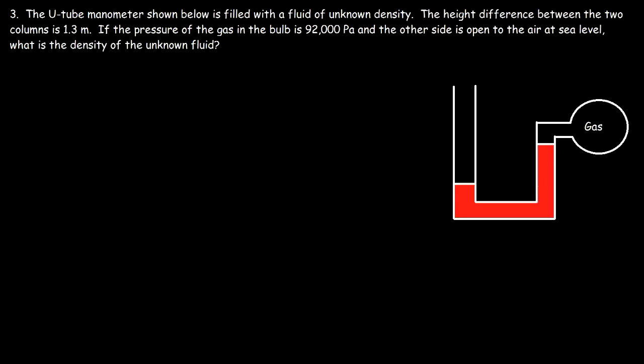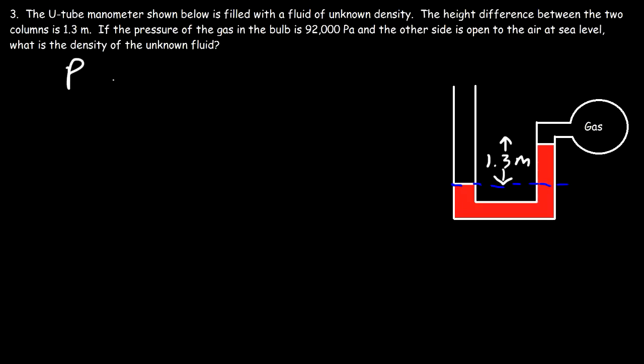Number 3. The U-tube manometer shown below is filled with a fluid of unknown density. The height difference between the two columns is 1.3 meters. So this is 1.3 meters. If the pressure of the gas in the bulb is 92,000 pascals and the other side is open to the air at sea level, what is the density of the unknown fluid? So here's our reference level.